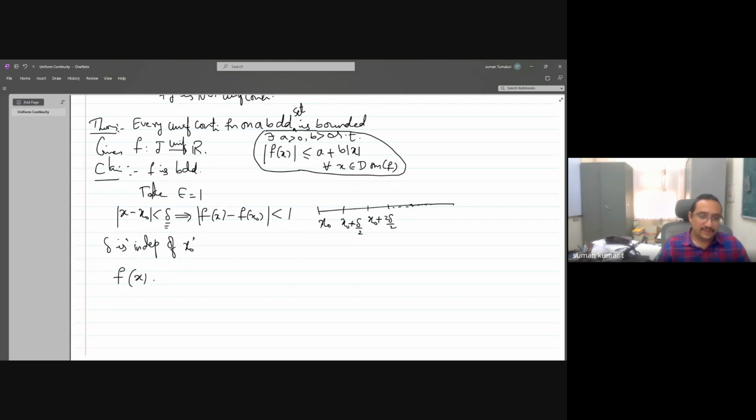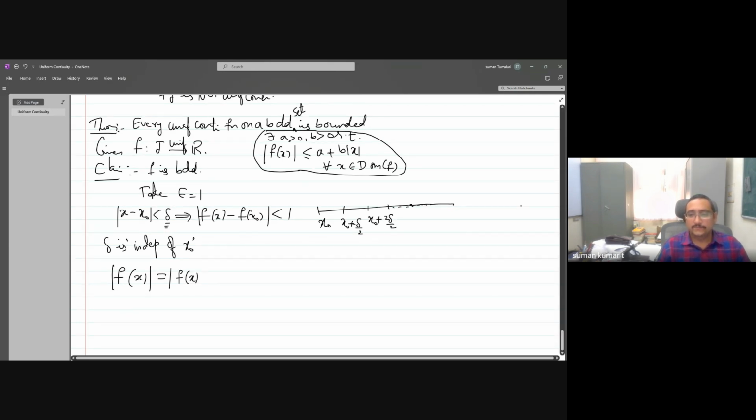Now you start with f of x in modulus. I'll write one more step in between so that you understand it clearly. Suppose my x is trapped between x naught plus n delta by 2 and x naught plus n plus 1 delta by 2. I keep putting these marks, identifying the special points: x naught plus 2 delta by 2, 3 delta by 2, n delta by 2, n plus 1 delta by 2, and so on.